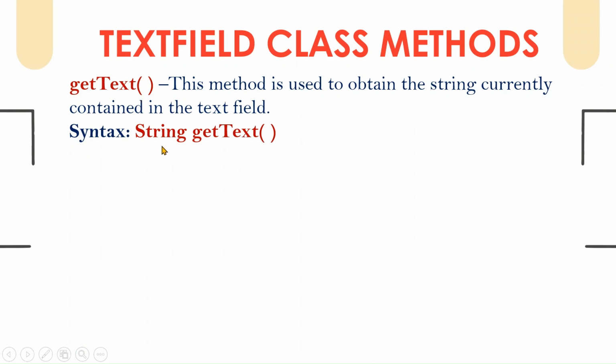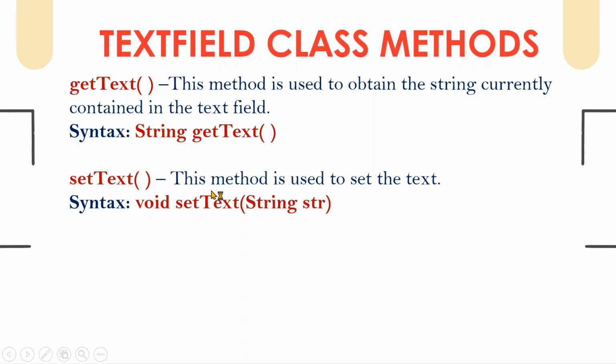You can see that I put the syntax also. The getText method only returns a string because the text field or the text box holds only strings. Even though you give numbers, by default it will act as a string. That is the reason when you apply the getText method on the particular control, you get a string.